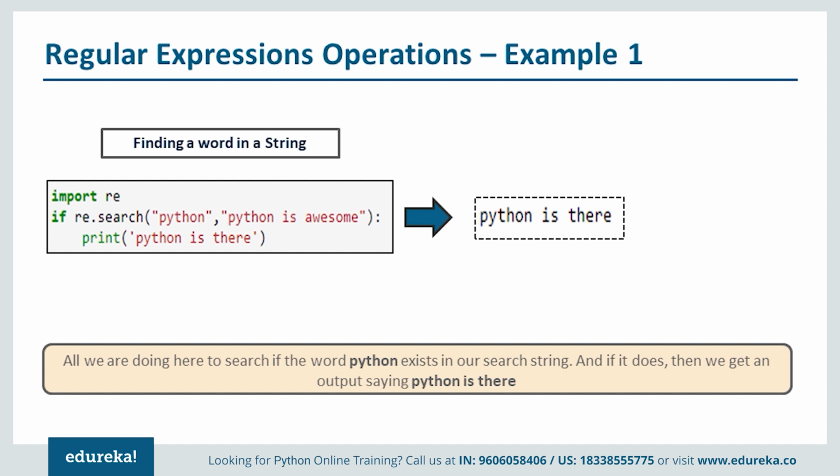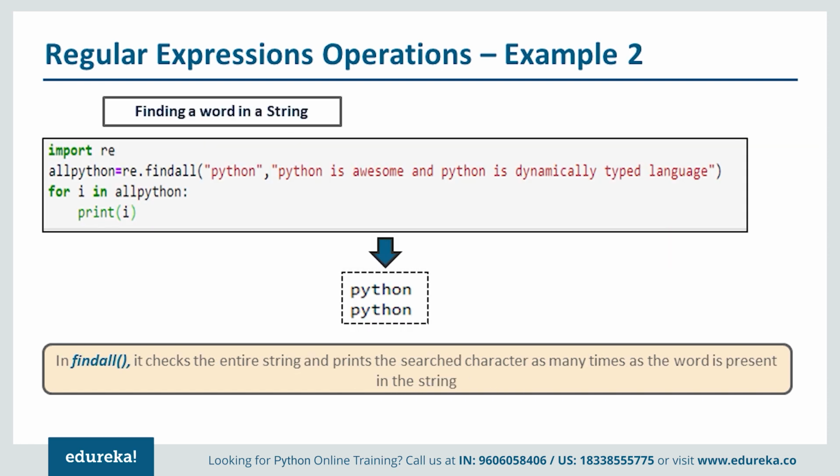If you want to search from a file, you can do various kinds of IO operations and then do the search, so a lot of implementations are possible. Second example: here we are trying to find all the occurrences of a word in a string. In the previous one we had only one occurrence, but if you see the string value here, we have two occurrences of Python.